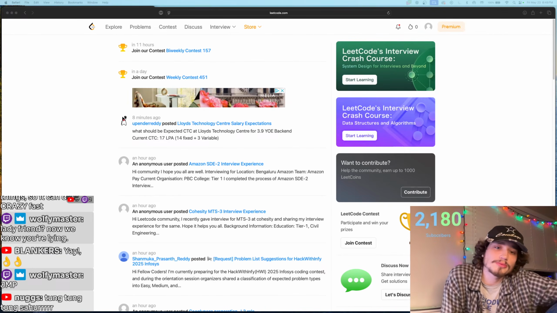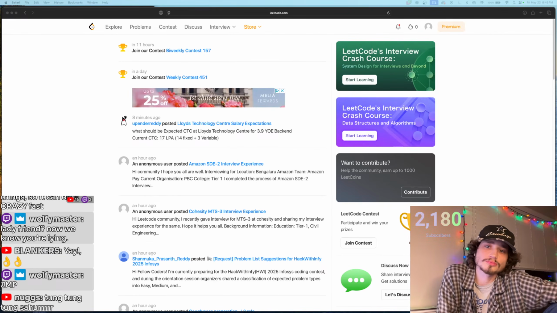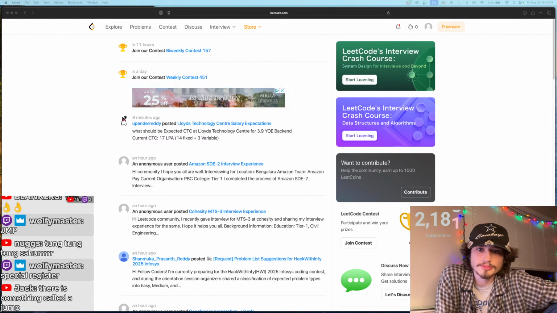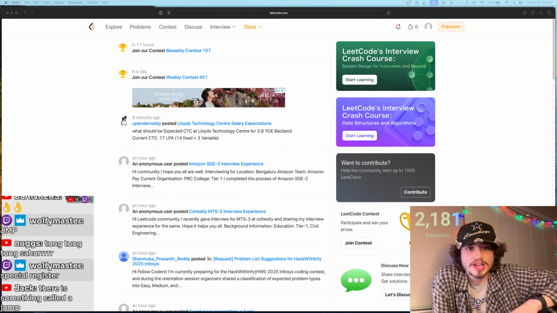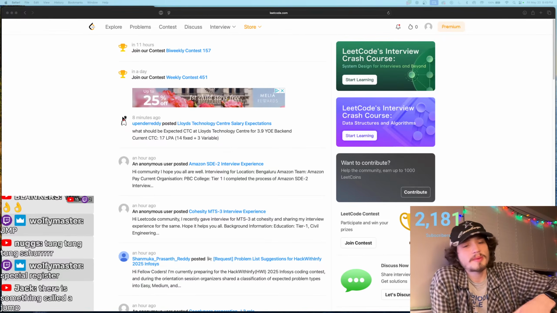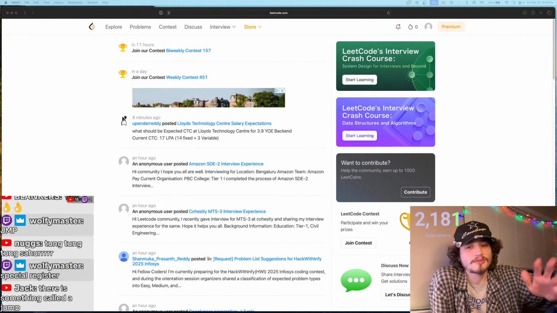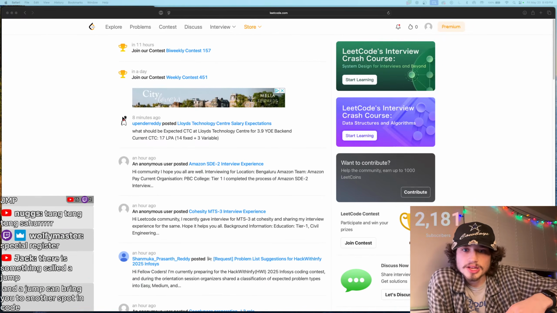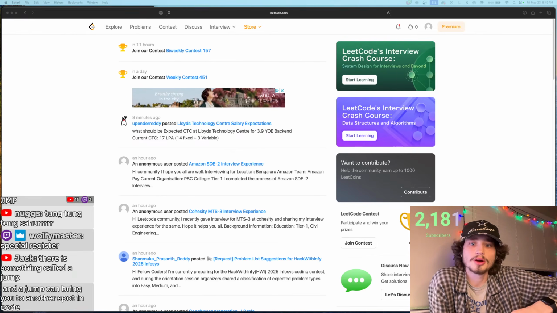Does anybody know how that works? I'm very curious. Called a jump. Wolfie Master says JMP, special register. And so am I talking about the right thing here? If I'm not, correct me. A jump can bring you to another spot in code.